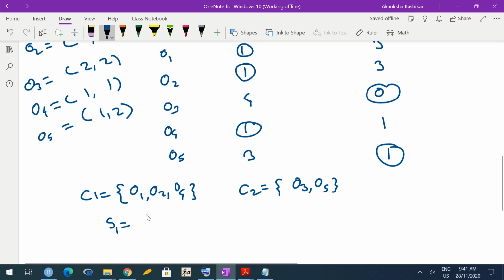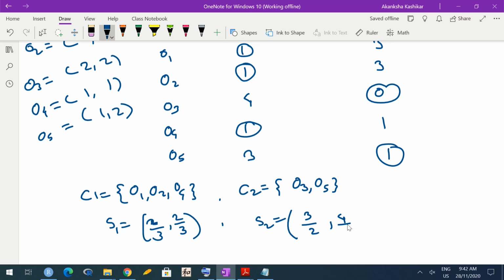So let me write down. It would be (2 by 3, 2 by 3), and the mean of C2 would be S2. So S2 is supposed to be the mean of O3 and O5. So 3 by 2, comma 4 by 2. 4 by 2 means actually 2.